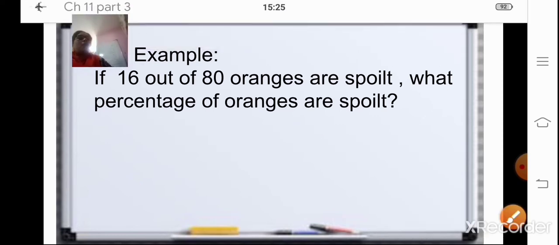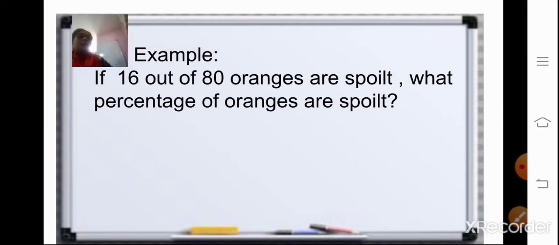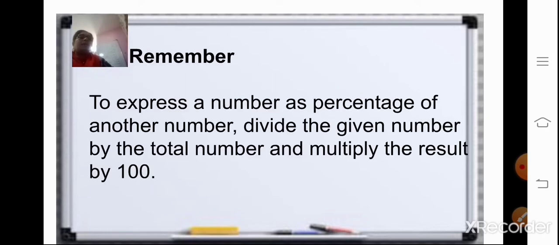Okay. Now remember that to express a number as a percentage of another number, divide the given number by the total number and multiply the result by 100. That is, first you can divide it. That is, as I have written it, 16 upon 80, first divide the number 16 by 80 and then multiply it by 100. Or you can write the fraction and then simultaneously simplify it. Okay.